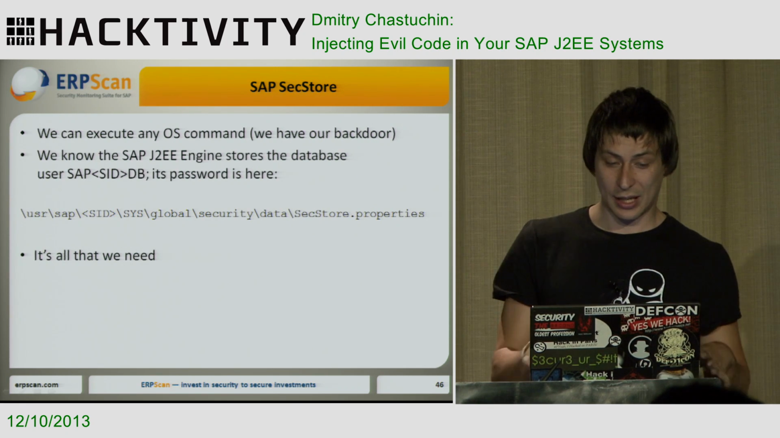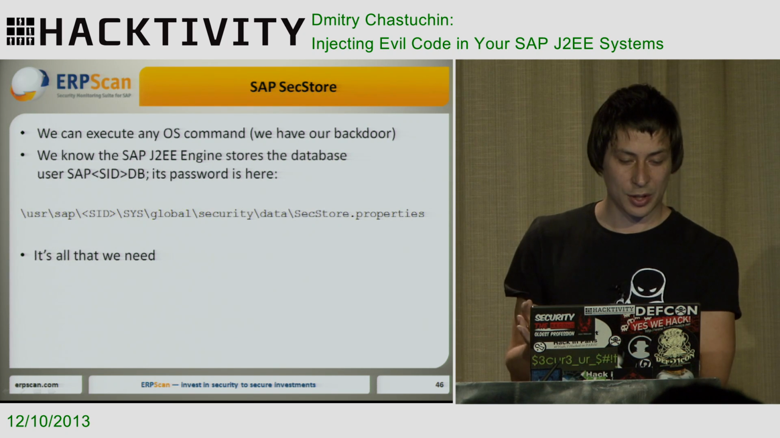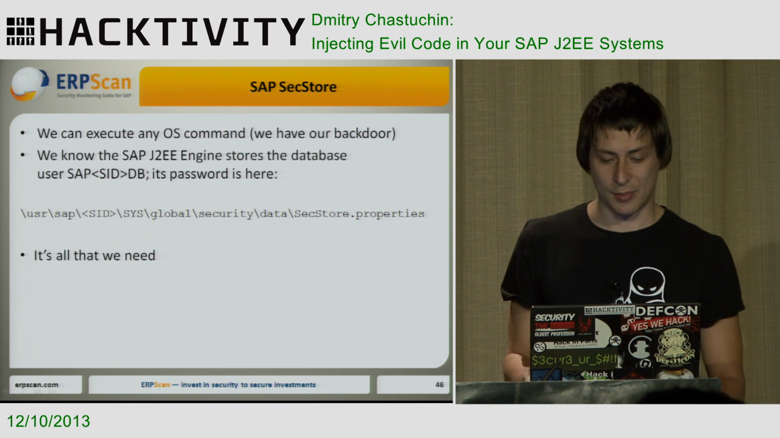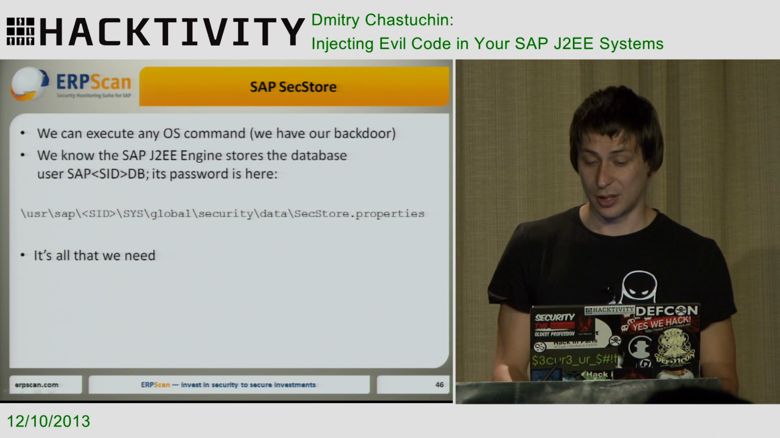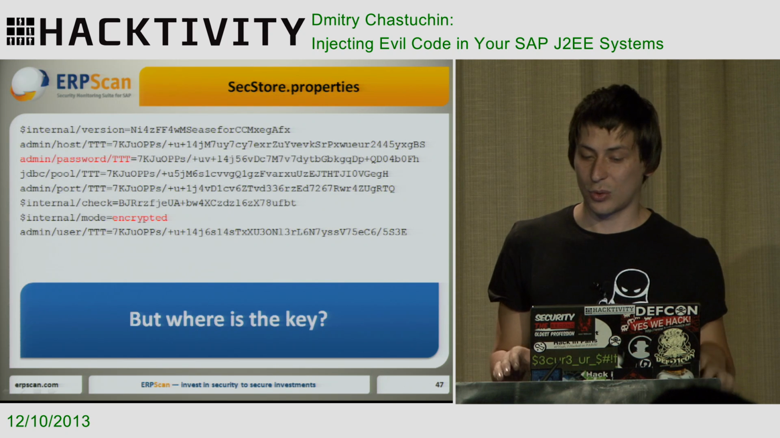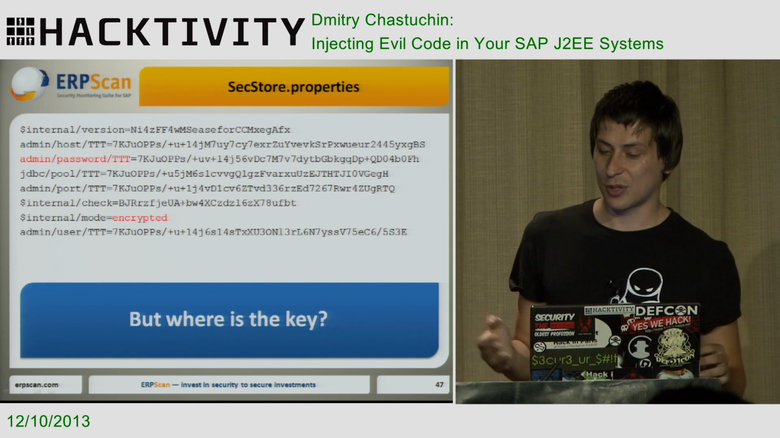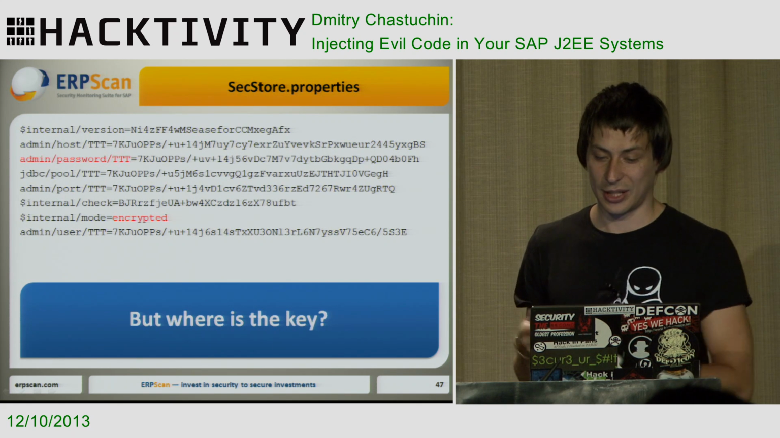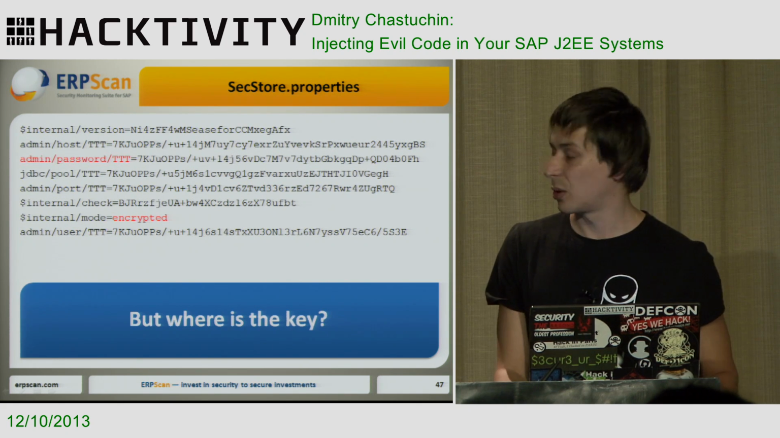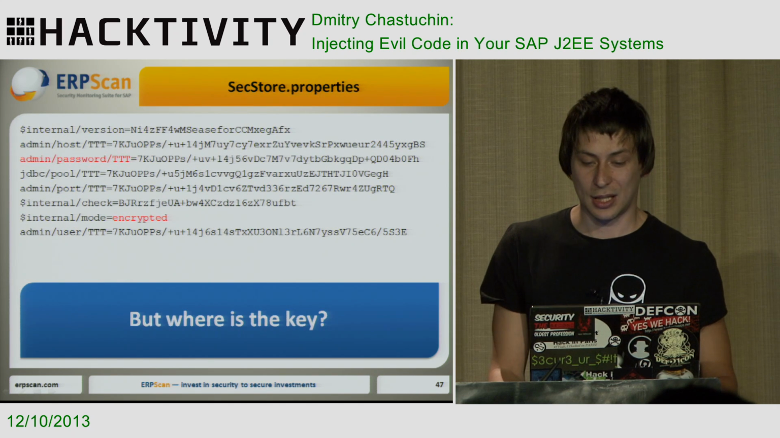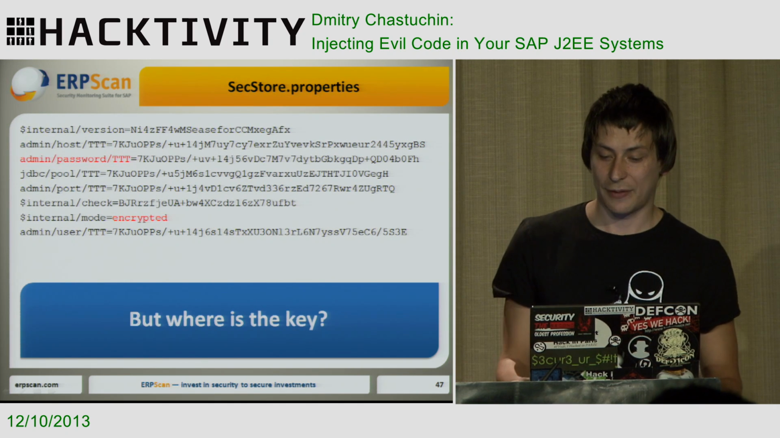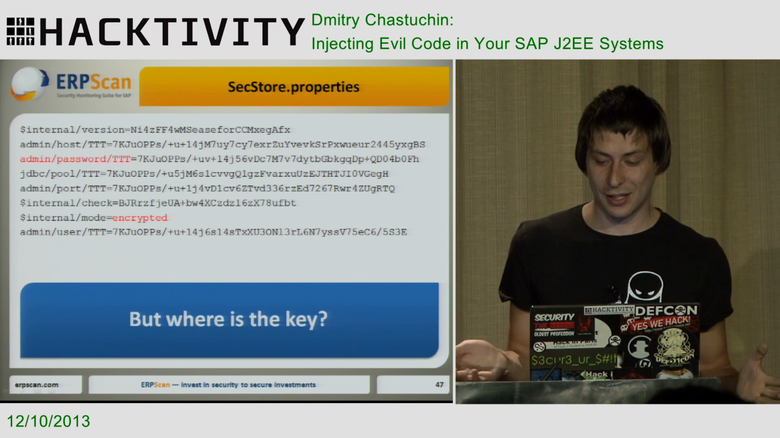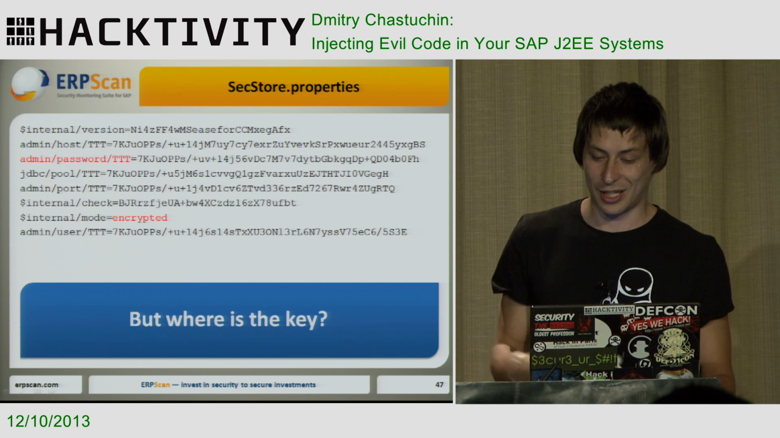We can execute any operating system command. We have our backdoor, and we know where the secstore security storage database is located. It's all that we need. Read this file through our backdoor. It seems to be exactly what we need. Words like administrator and password hint that we are on the right track, but just as expected, the file is encrypted. We have to find a key, but where is the key? Surprise, surprise, the key file is located in the same directory, and we can also read it.